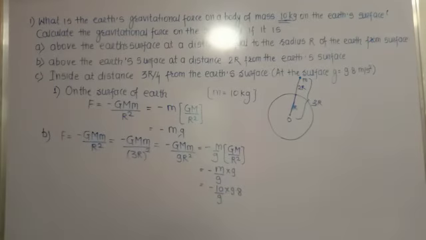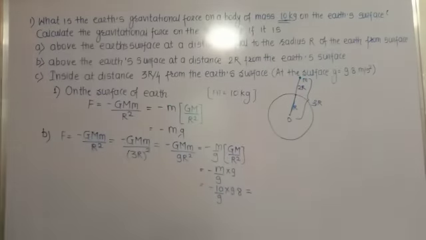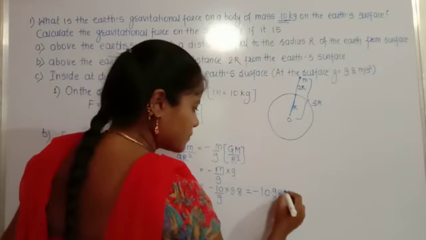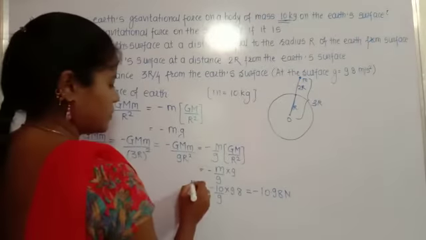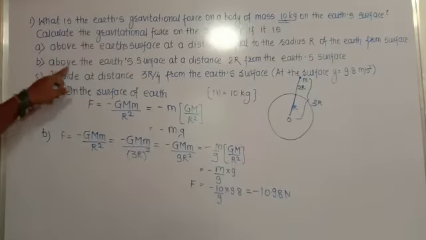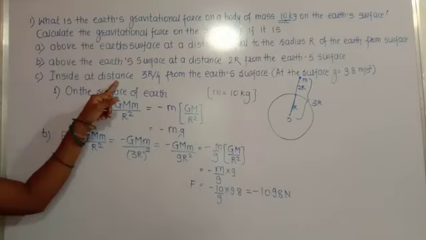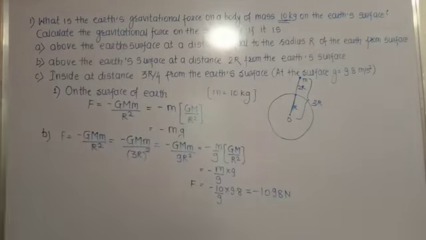So after calculation, 98 divided by 9, we get F equals minus 10.98 Newton. So this is the calculation of F for the second case, that is above the earth surface at a distance twice R from the earth surface. Then the last case is inside, at distance 3R by 4 from the earth surface.